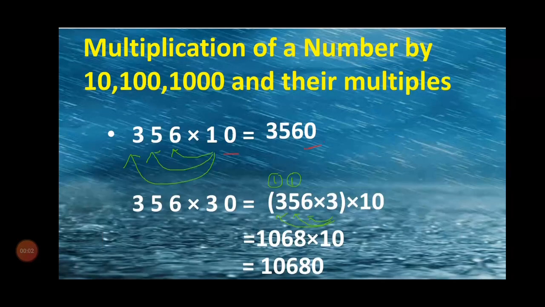Now we are going to study the multiplication of a number by 10, 100, 1000 and their multiples.